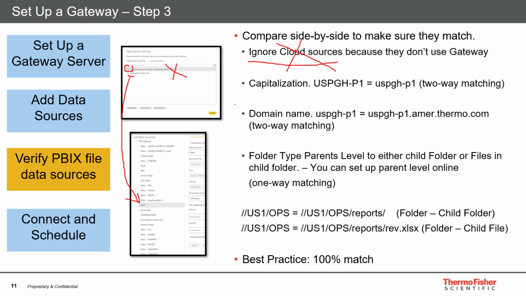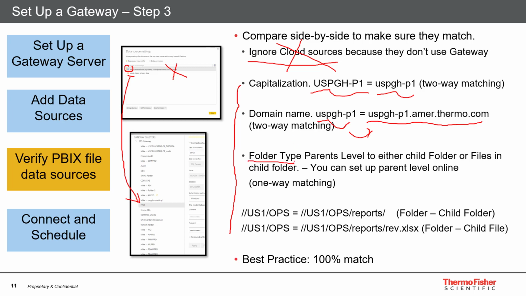The second thing is based on experience, but it's not guaranteed 100%. Sometimes when we're doing the matching, you can ignore capitalization. This is two-way matching, which is cloud versus your PBIX local version. Capitalization sometimes doesn't matter because the system will ignore it. And the second is domain name. If you're using on-premises, it has a default domain, and if I use this version, the system can sometimes auto-map to the full version.